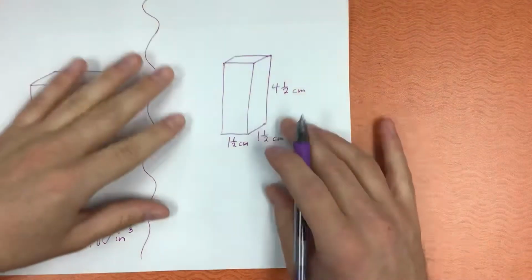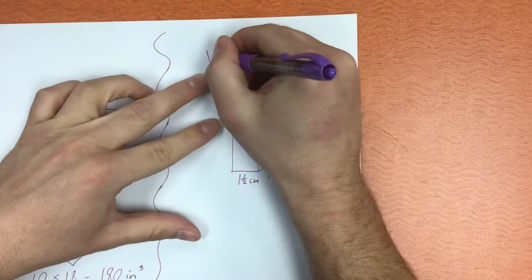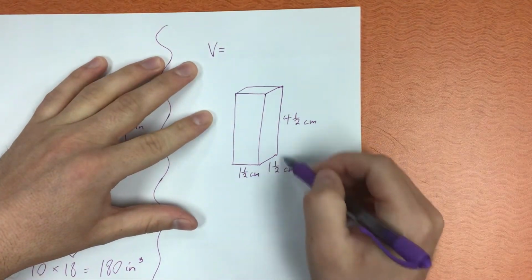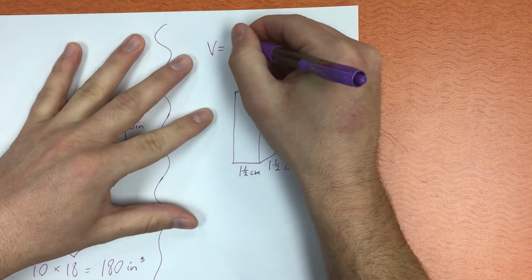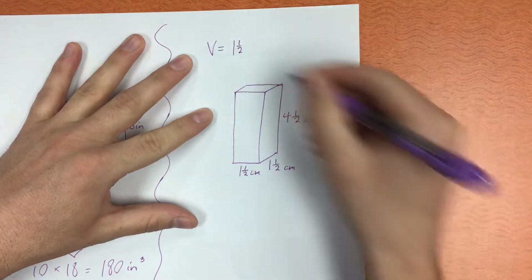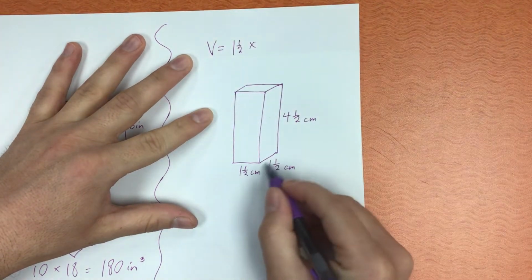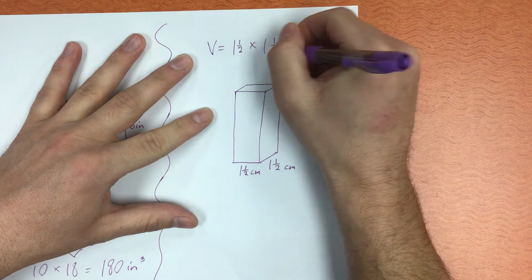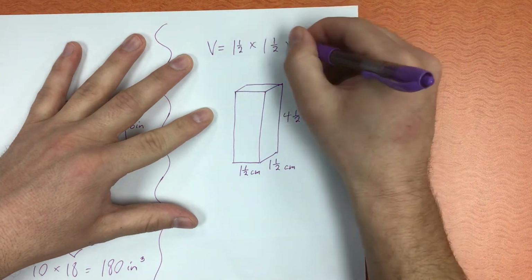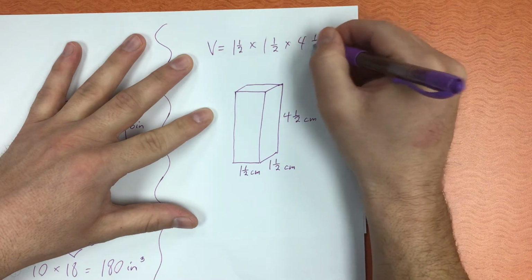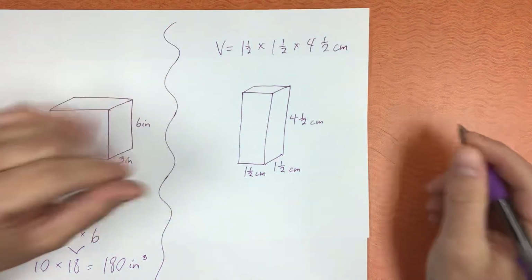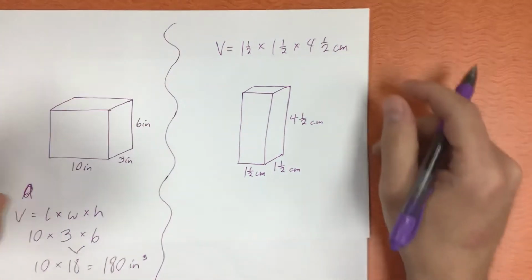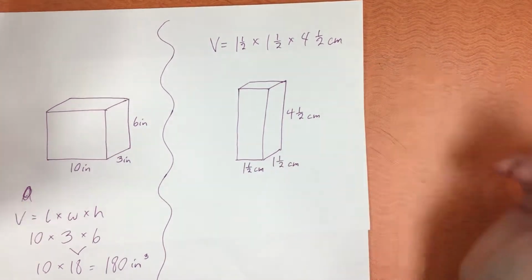Let's set up our equation first. I know volume equals the length times the width times the height. So I'm going to say, okay, the length is 1.5 centimeters times 1.5 centimeters times 4.5 centimeters.